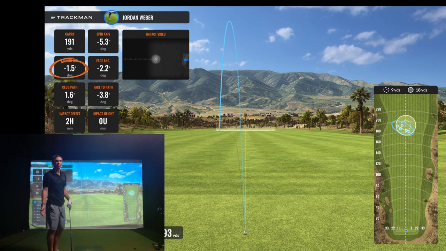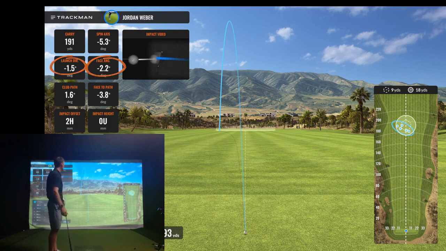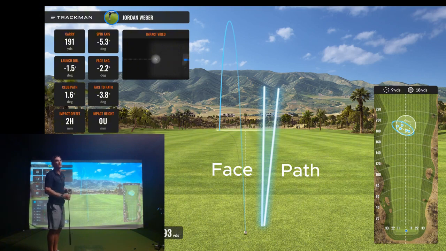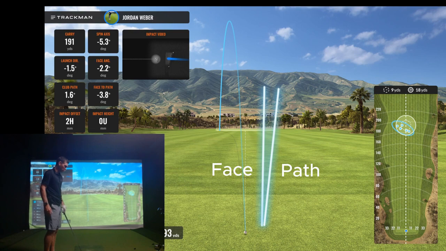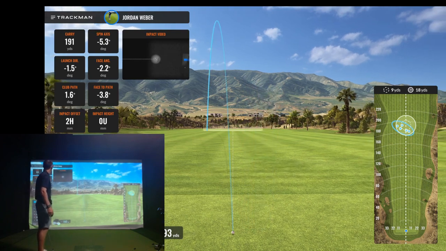Your launch direction and your face angle are going to be pretty close most of the time. So I have to get my club face to be facing a little more to the right at impact so that when I swing out to the right, it can start right and draw. So I have to have my path more to the right than my club face, but I need my club face between 0 and my club path as a goal. So then it starts to the right and then draws. All right, let's try that again.